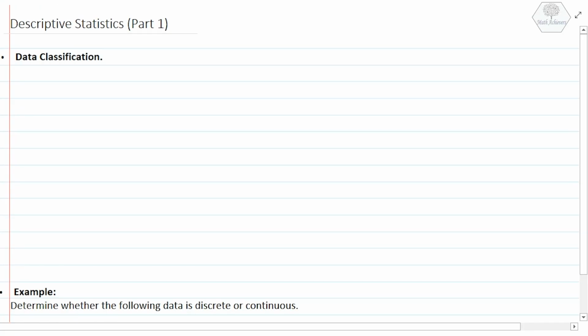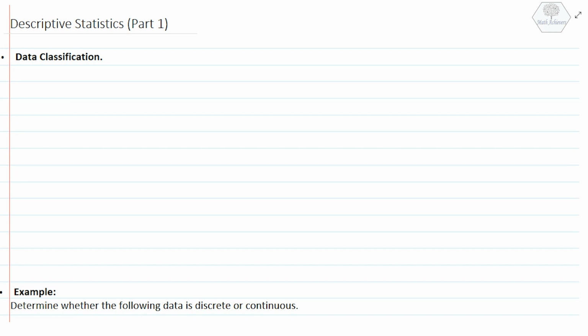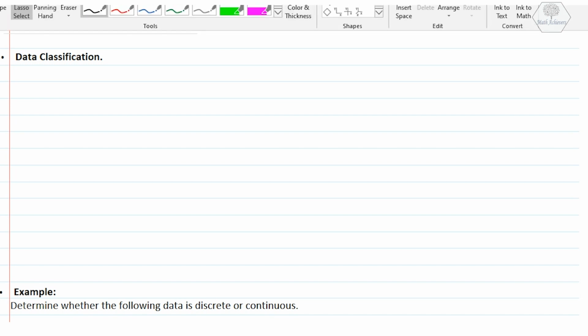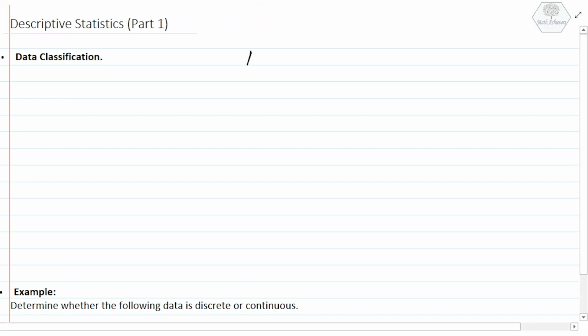Hi, our lesson now is about descriptive statistics. This lesson is the first part of the descriptive statistics lesson. We start descriptive statistics by knowing classification of data. Data is classified into two main types.